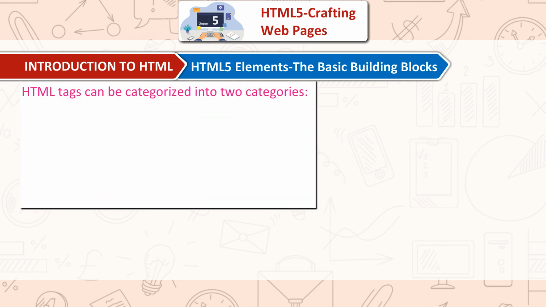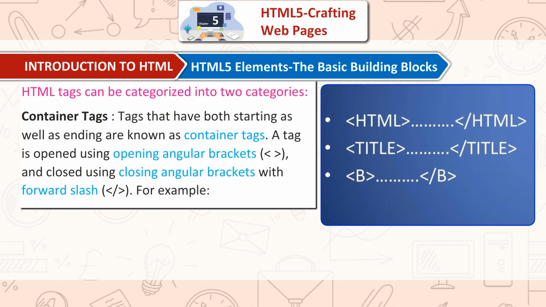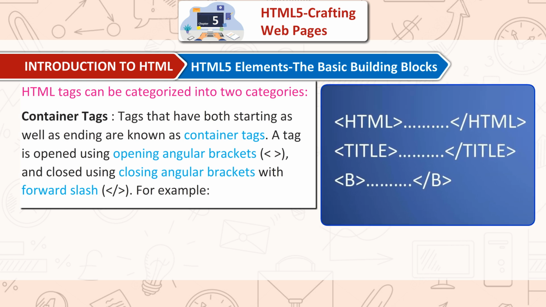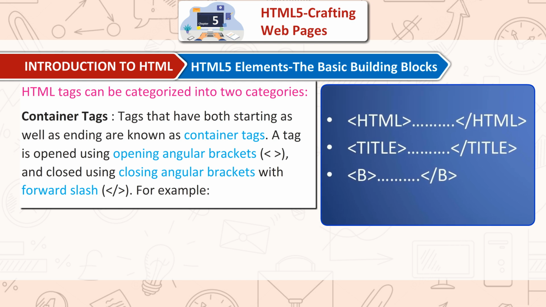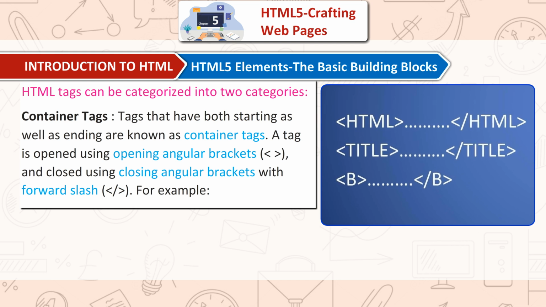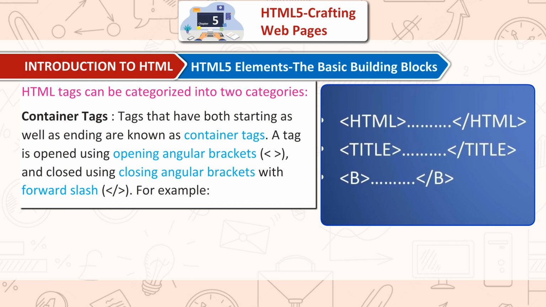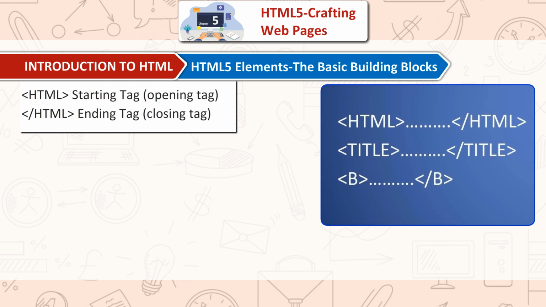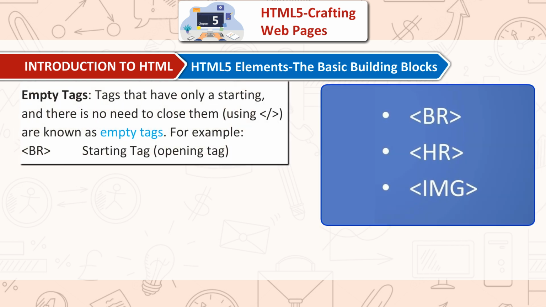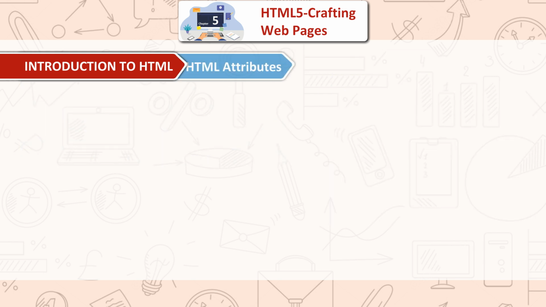HTML tags can be categorized into two categories. Container tags. Tags that have both starting as well as ending are known as container tags. A tag is opened using opening angular brackets and closed using closing angular brackets with a forward slash. For example, HTML, starting tag, opening tag; slash HTML, ending tag, closing tag. Empty tags. Tags that have only a starting tag and there is no need to close them are known as empty tags. For example, BR, starting tag, opening tag.